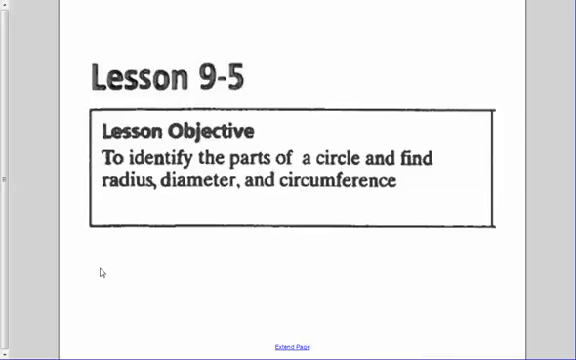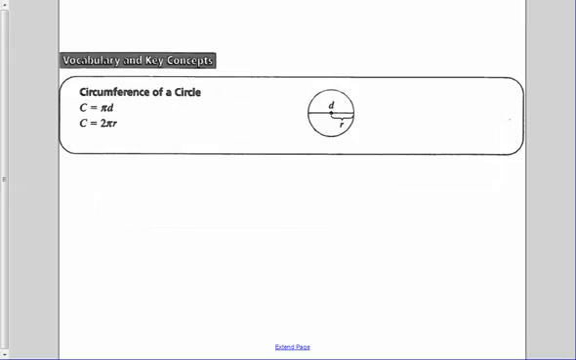Alright, in lesson 9.5, we're going to be talking about identifying parts of a circle and finding the radius, the diameter, and the circumference. So let's start off looking at some key terms and vocabulary for 9.5. We have circumference, which we'll call C. And then we have this little pi symbol, and we'll use 3.14 or 3.1415, but sometimes we use just the pi symbol. Then we have D, which means our diameter. The other vocab is R, which will be our radius.